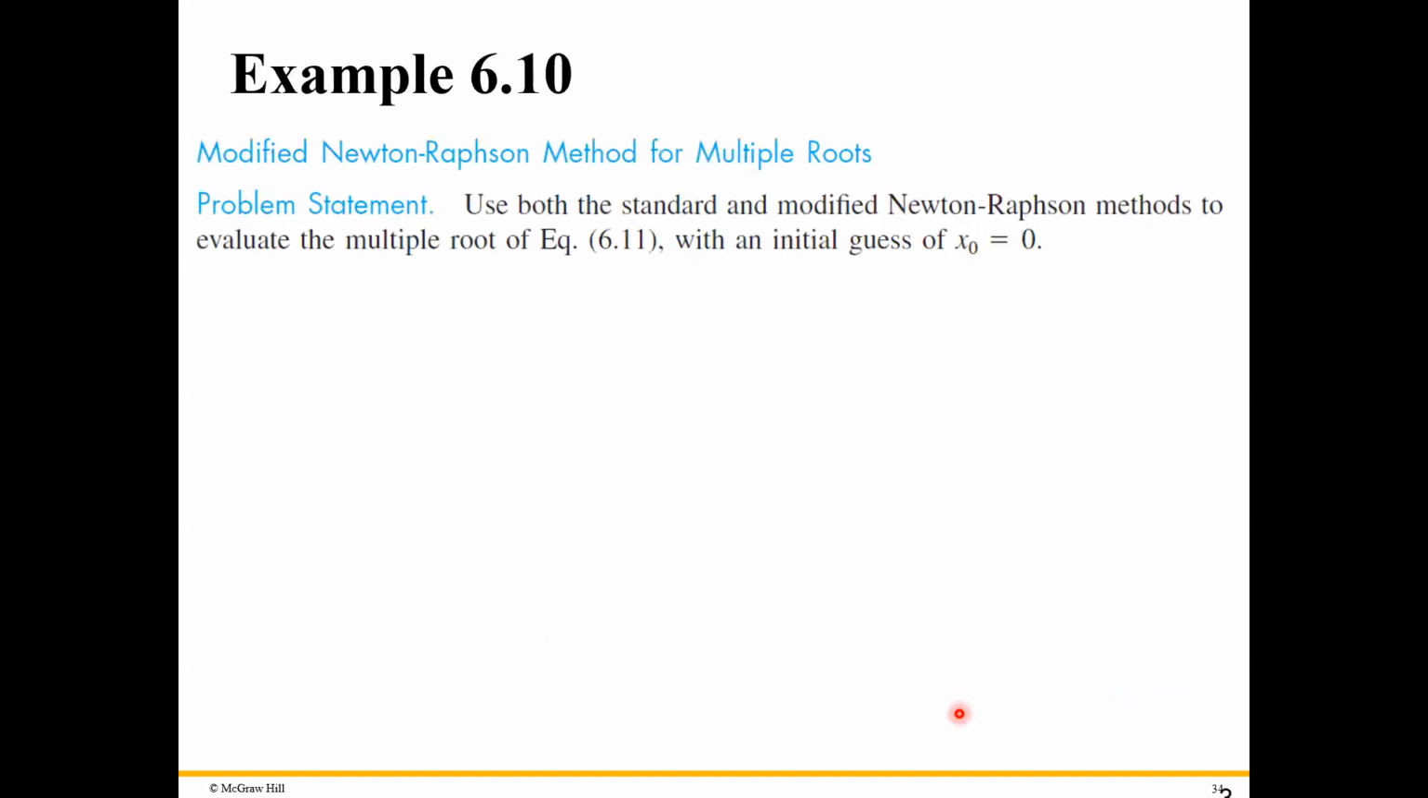Okay, so let's apply this formula, the modified Newton-Raphson method for multiple roots. Use both the standard and modified Newton-Raphson method to evaluate the multiple roots of equation 6.11 with an initial guess of x_0 equal to 0. So what is equation 6.11? Equation 6.11 was this, in the form of (x minus 3)(x minus 1)(x minus 1).